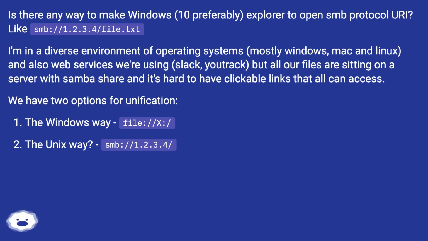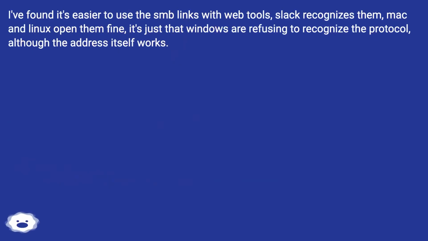We have two options for unification. The Windows way, file://x:// or the Unix way, smb://1.2.3.4/. I've found it's easier to use the SMB links with web tools. Slack recognizes them, Mac and Linux open them fine, it's just that Windows is refusing to recognize the protocol, although the address itself works.